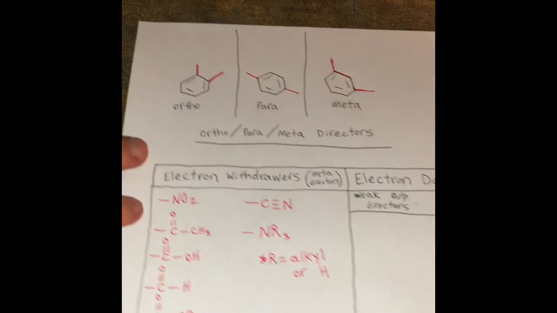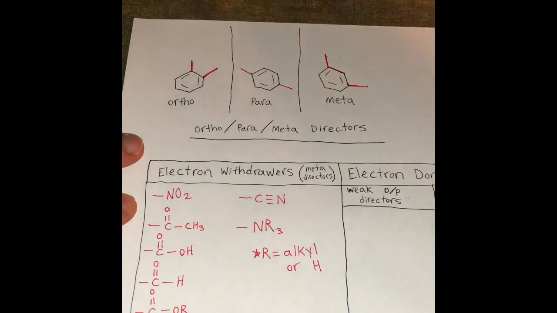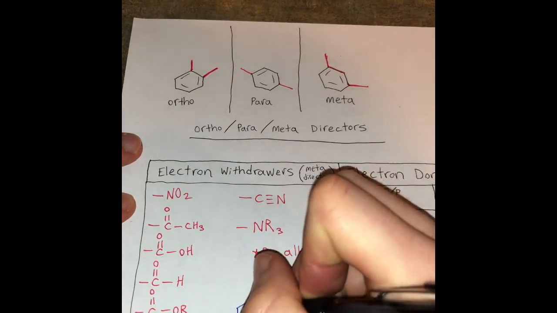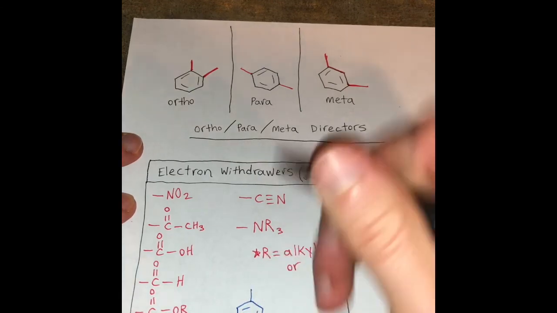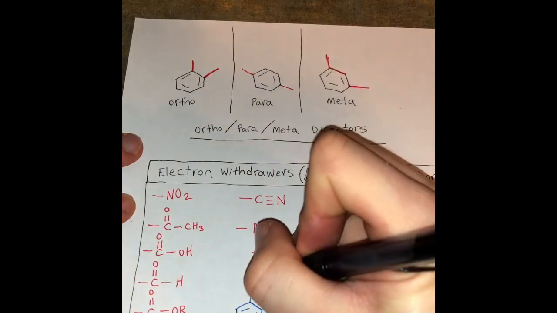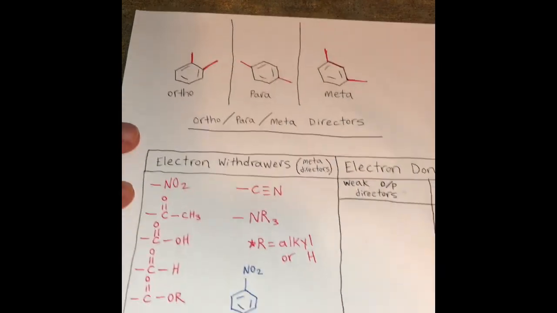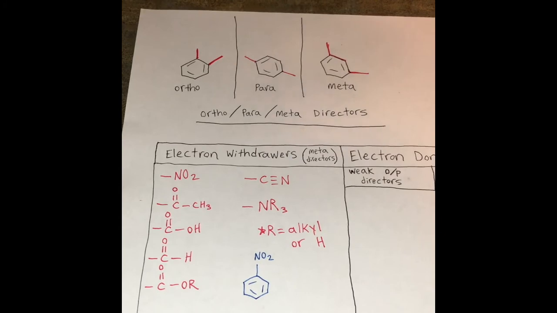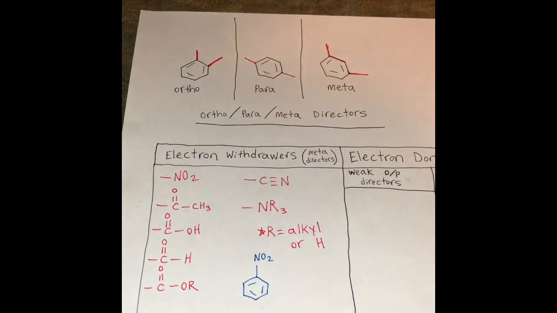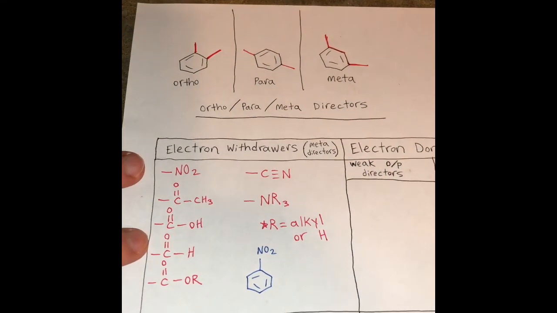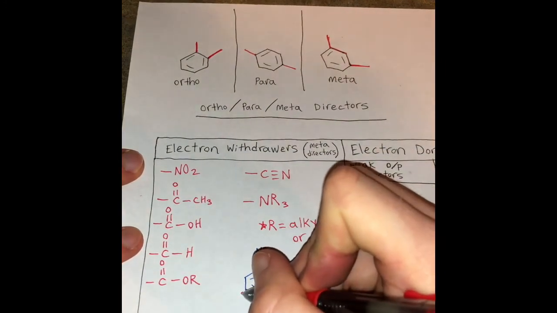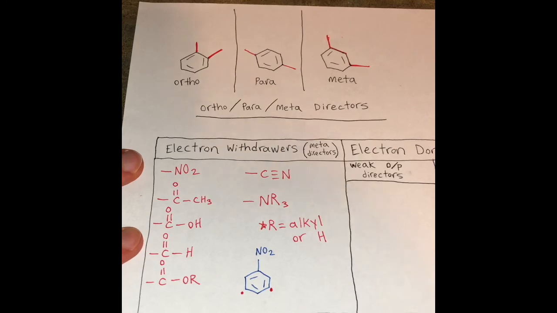So an example with how you would use these is, say you had a benzene, and we had an NO2 group. So when you do your EAS reaction, you know that the group that you add using EAS is going to add to either this carbon or this carbon, because those are the meta positions.